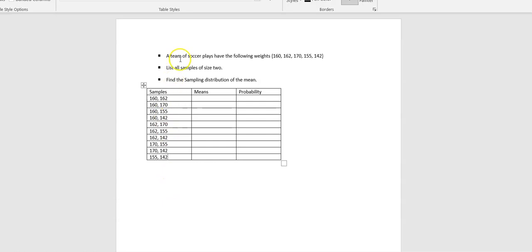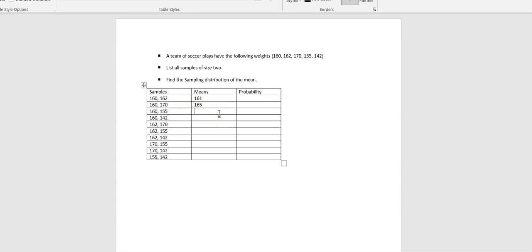So now we've got our list of all the samples of size 2. Let's find the sampling distribution of the mean. All right, so we're going to find the means for all of these. So the mean, adding 160 plus 162 and dividing by 2, this gives us 161. This one, adding 160 and 170 and dividing by 2, we get 165.